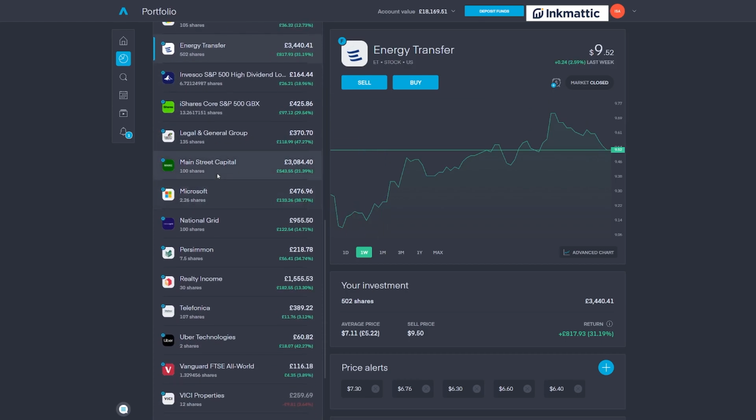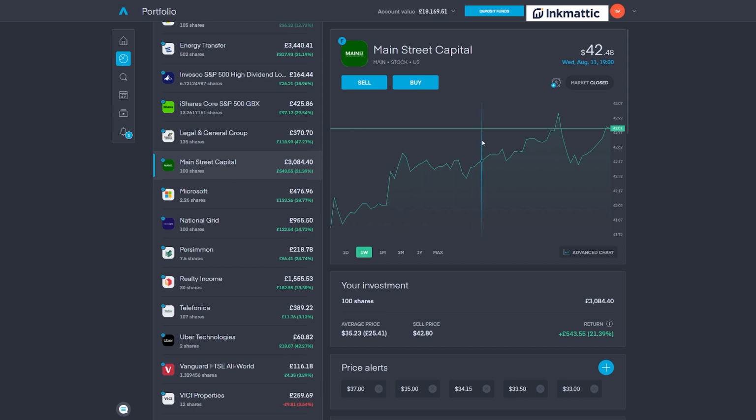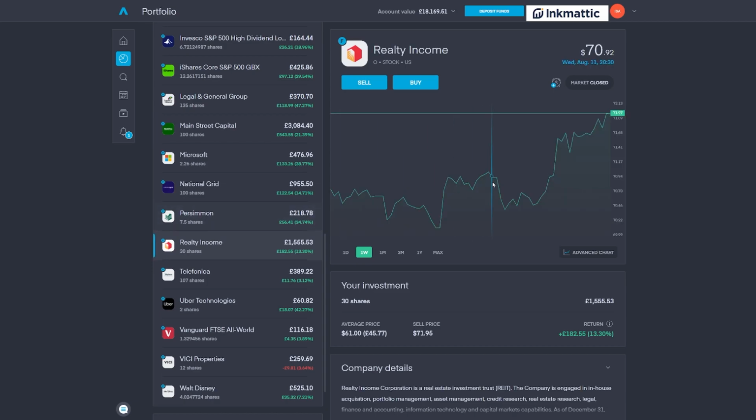Also, moving on to Main Street Capital, I should be expecting a dividend payment from Main Street Capital as well. Yeah, so Realty Income has had a nice little week. It is up 1.91%.